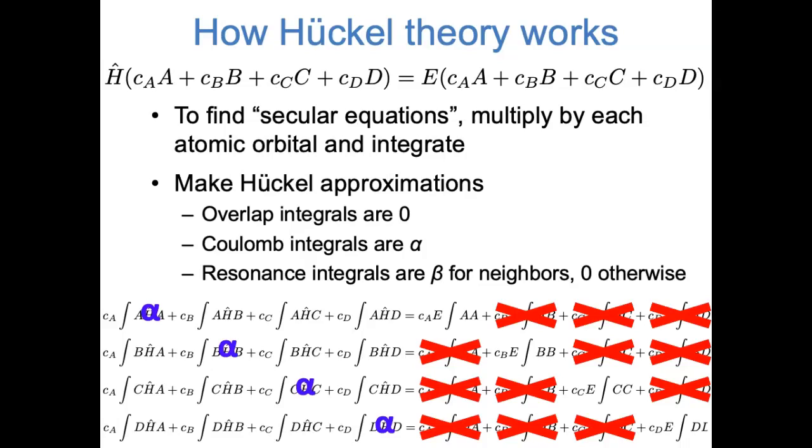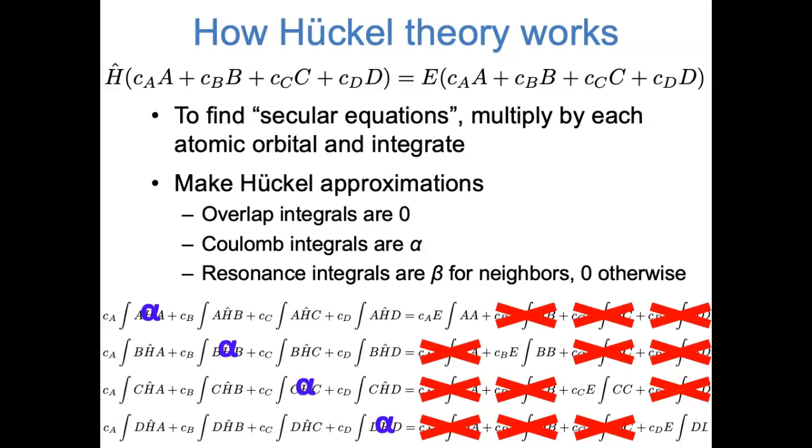Finally, we're going to make an approximation about the resonance integrals. Remember, the resonance integrals are the ones that are the integral of an orbital times the Hamiltonian operator applied to another orbital, so something like the integral of AHB. Those integrals basically tell us how much a pair of atomic orbitals interact. So it makes sense that two atomic orbitals that are close together in space would interact more than a pair of atomic orbitals that are far away from each other in space.